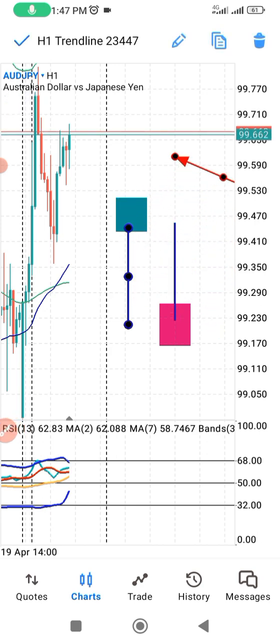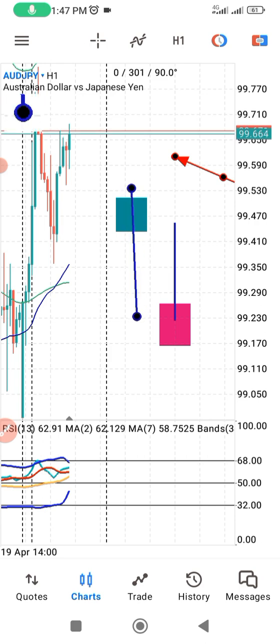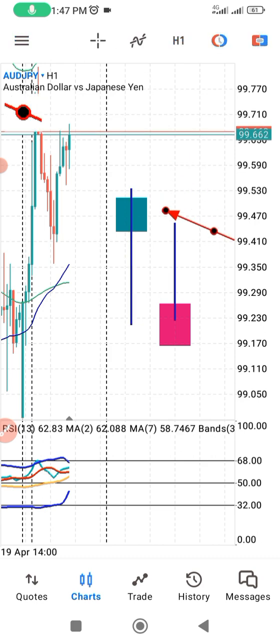And some pin bars can have a little wick at the upside. There's a tendency that there is a wick at the upside. It is still a valid pin bar.